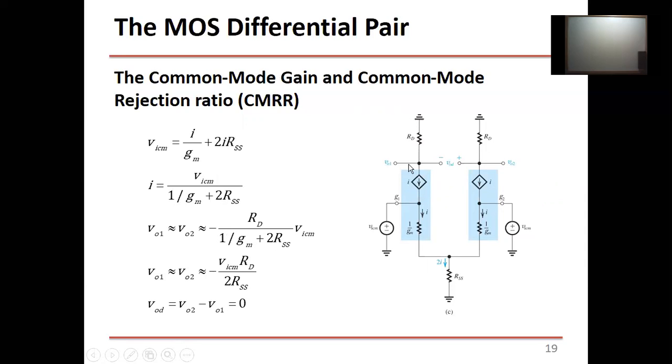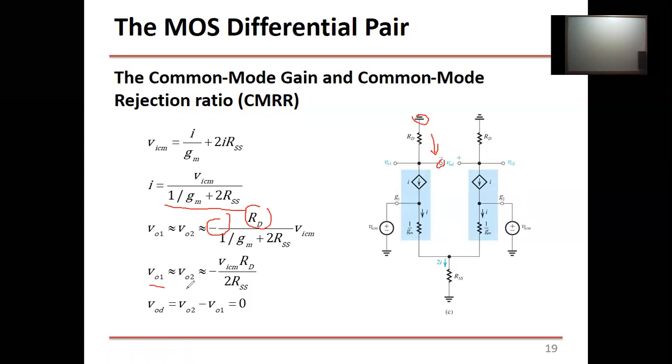Now we know the current here. How much is the voltage here? V output 1. So V output 1 is the voltage across RD. So it's going to be negative because the current is going this way. So the current I is going this way. Okay. And we need to measure this voltage to the ground, right? So we have to have a minus sign, and we multiply this I by RD. Okay, this I, which is VICM over 1 over gm plus 2 RSS, times RD. Okay, so this is V output 1, which is the same as V output 2.